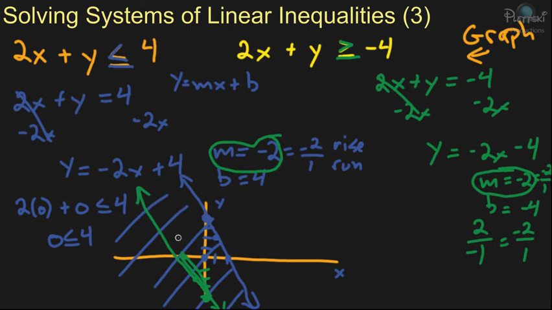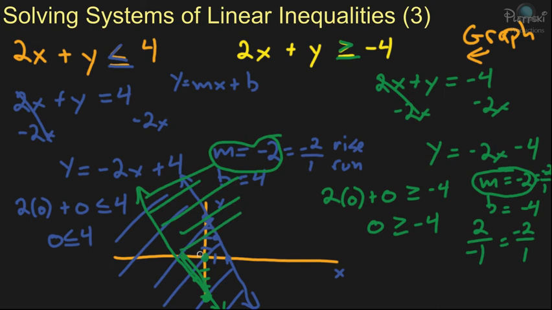And now which side of this line do we need to shade in? Well, let's plug in 0, 0, since it's not on the line. 0, 0 is right there. So if we plug 0, 0 into the original inequality, we get 2 times 0 plus 0 is greater than or equal to negative 4. And that means 2 times 0 is 0, plus 0 is also 0. So we get 0 is greater than or equal to negative 4. Now, is that a true statement? Is 0 greater than or equal to negative 4? Well, yeah, 0 is greater than negative 4. So that means that 0, 0 is part of the solution, which means that we shade on that side of the line.